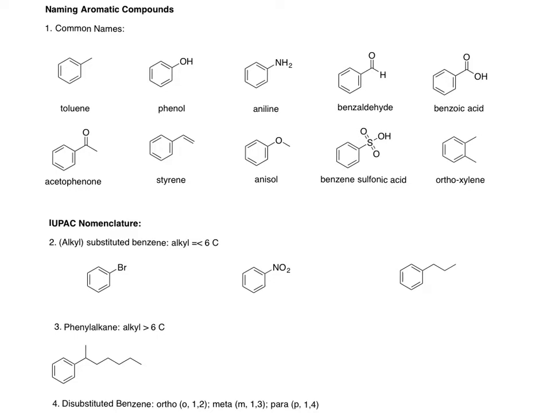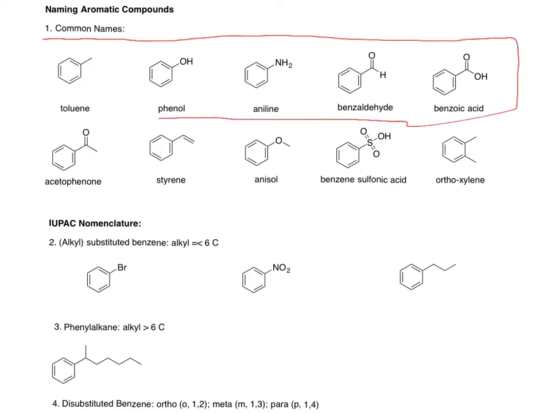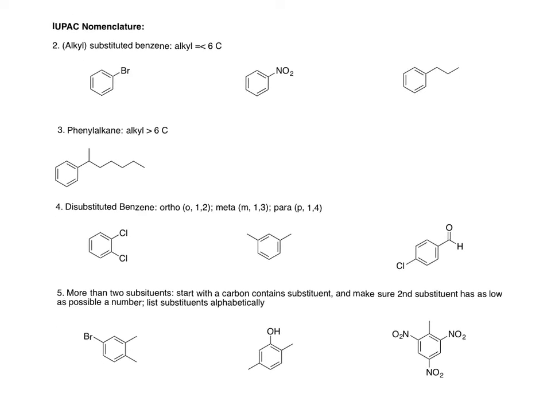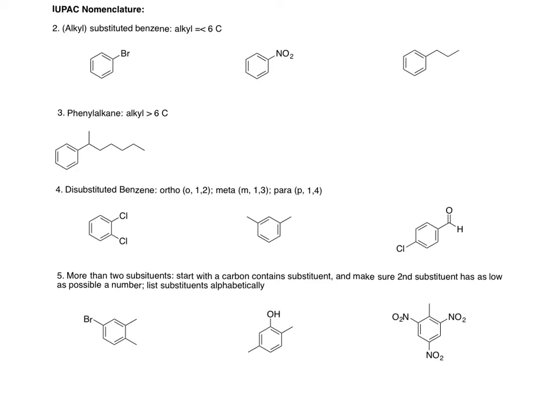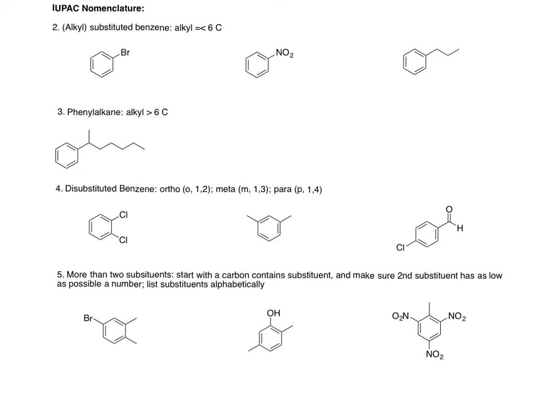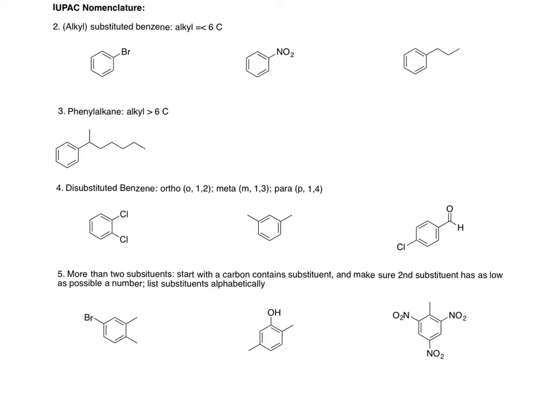Common names are quite useful in organic chemistry, so I recommend you memorize the common names in the first row. It would help you to read literature and books. Moving on, we could also utilize the IUPAC nomenclature rules to name aromatic compounds. There are generally two different ways to name an aromatic compound.